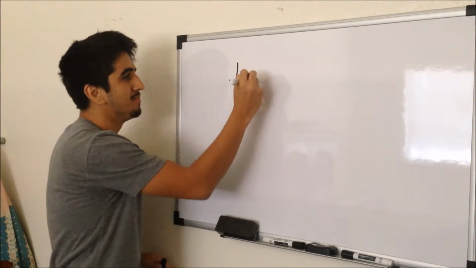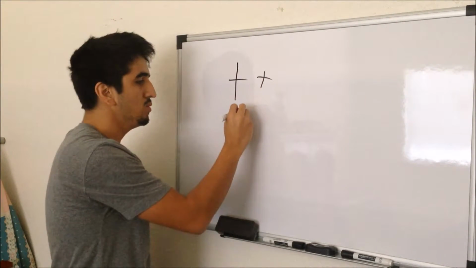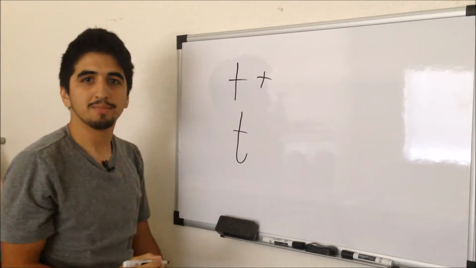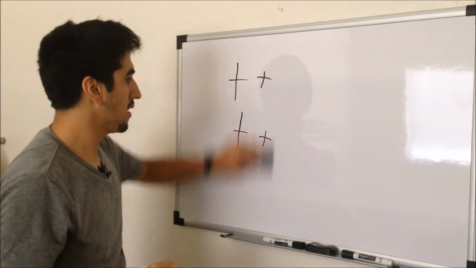So let's start off with t. Oftentimes that can get confused with the plus sign. Just add a hook to your t. That will simplify it much better.